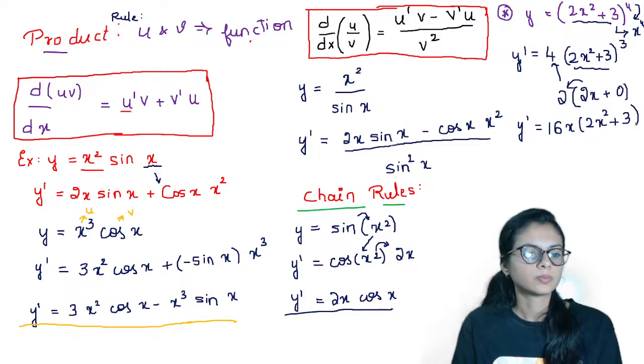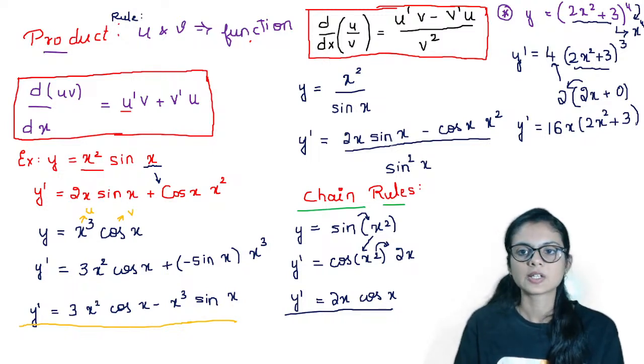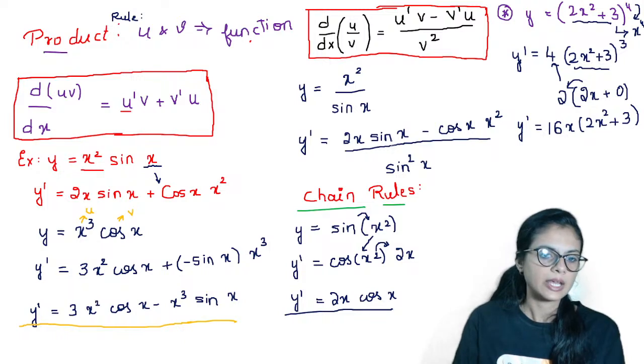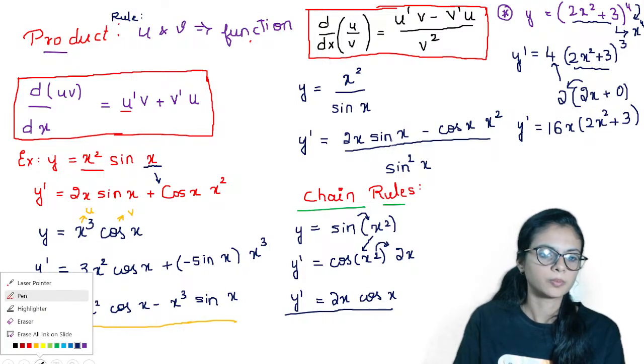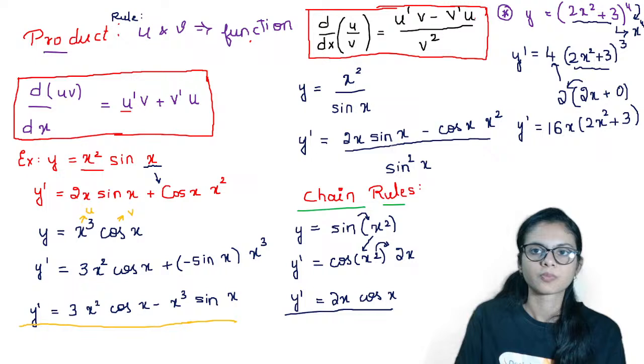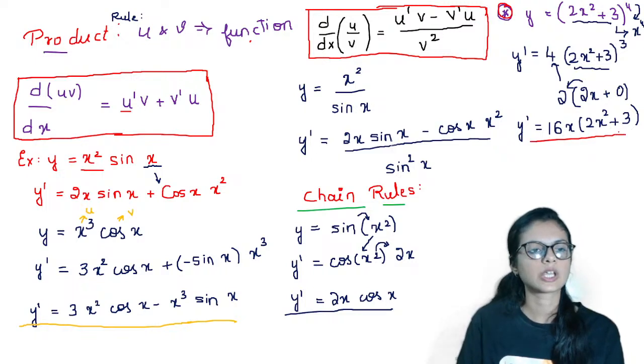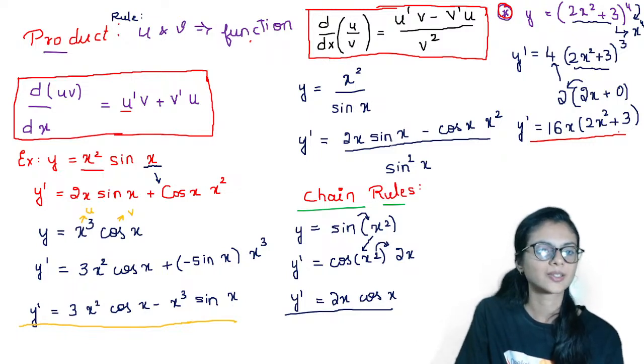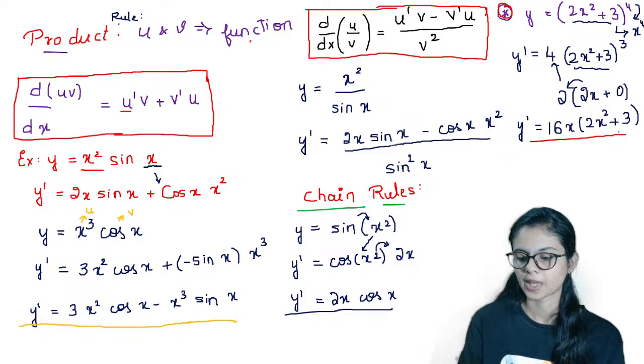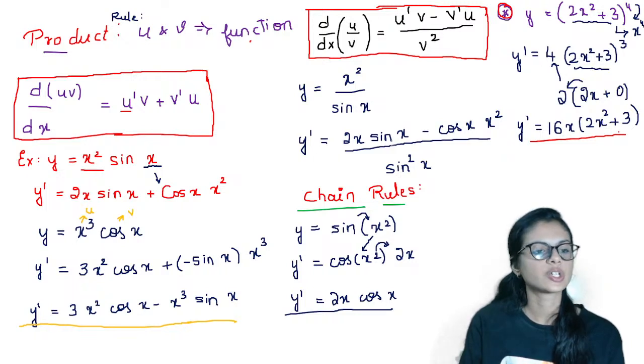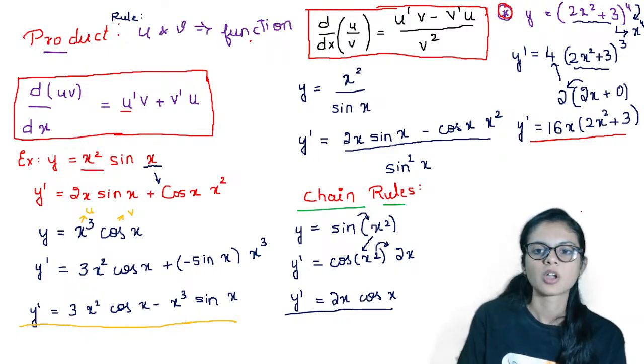Is this clear? Right? So this is the answer. It is called chain rule. Clear with this? Y dash is equal to 16x into 2x square plus 3. Is the differentiation clear? This is called chain rule.